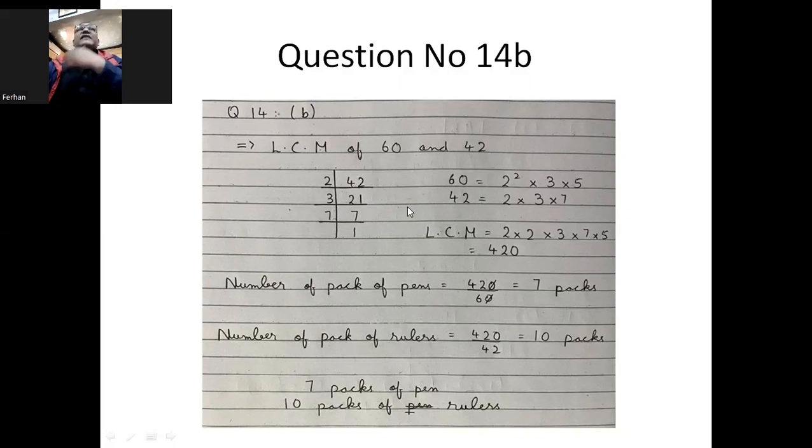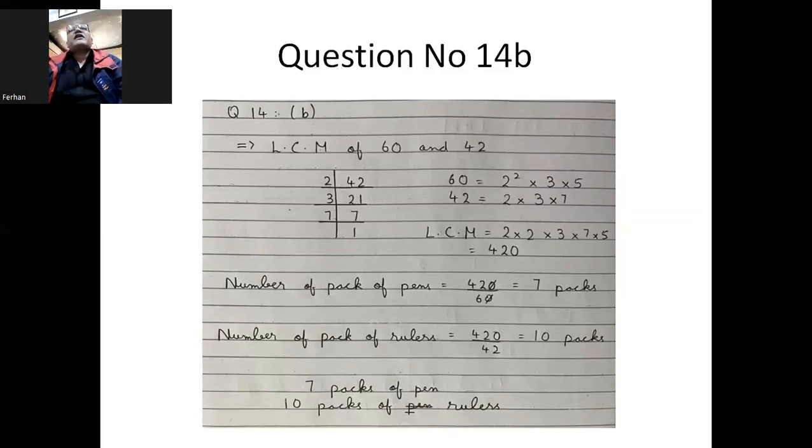If you want to find the LCM, the numbers which are common, we write them once, and we write the larger power, the bigger power. The numbers which are not common are also taken in the LCM. So you will have 2 into 2 into 3 into 7 into 5, that's 420. So you have to find 420 pens and 420 rulers.